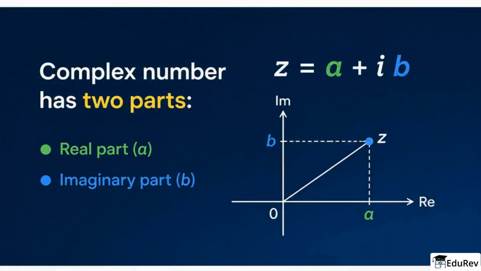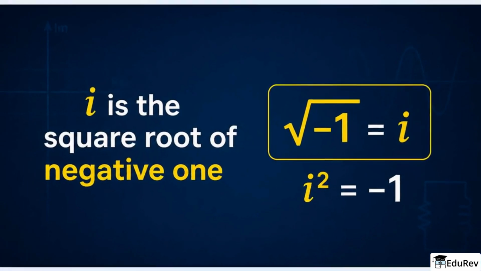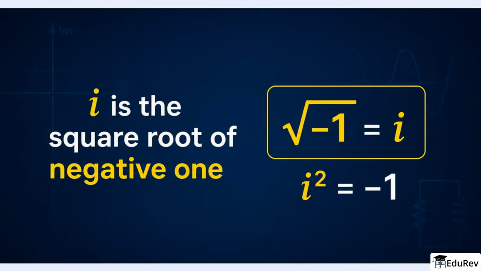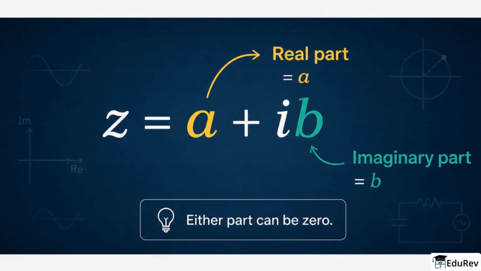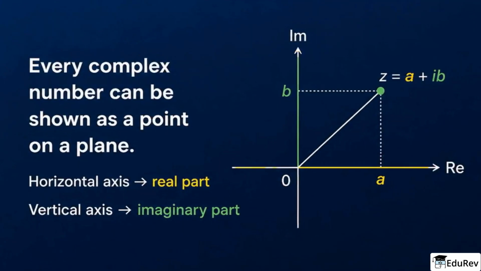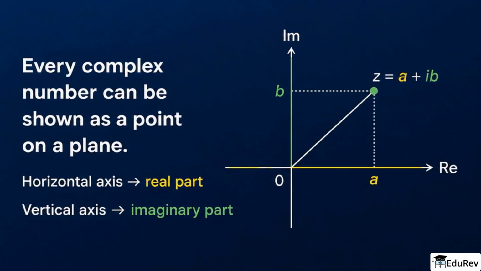A complex number has two parts, a real part and an imaginary part, written as z equals a plus ib. Here i is the symbol for the square root of -1, meaning i squared equals -1. The real part is a and the imaginary part is b, and either part can be 0. So every complex number can be seen as a point on a plane, with the horizontal axis for the real part and the vertical axis for the imaginary part.